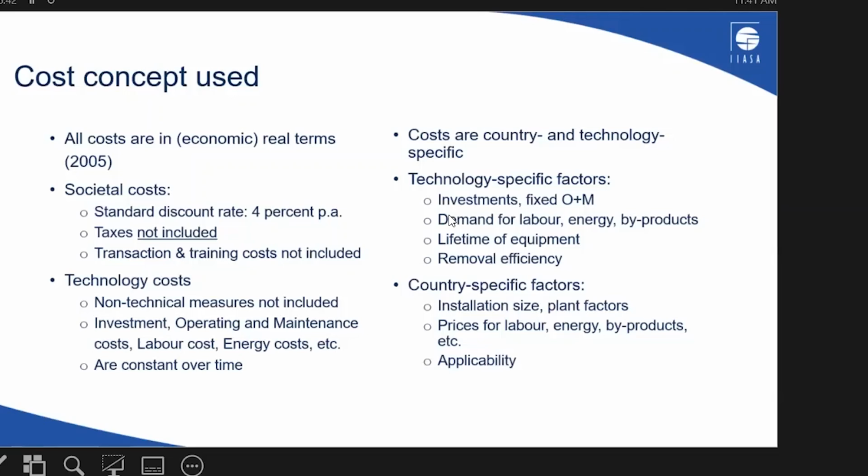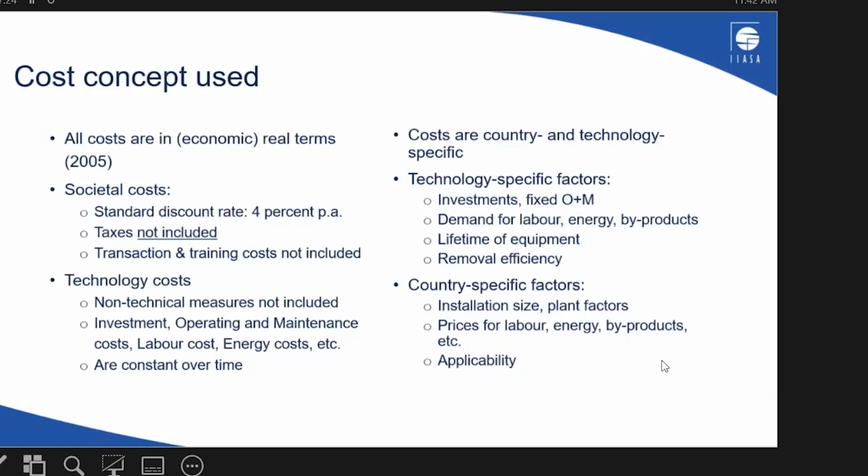the removal efficiency of some of the technologies is not at par with the EU legislations. The legislation is the same, but due to lax or not having proper annual operation and maintenance, the control technology is not working properly. So instead of 95% removal efficiency, the technology only has 85% removal efficiency. Other country-specific factors are prices of labor, energy, byproducts. The electricity prices could be different from country to country, and also the applicability of the control technology.